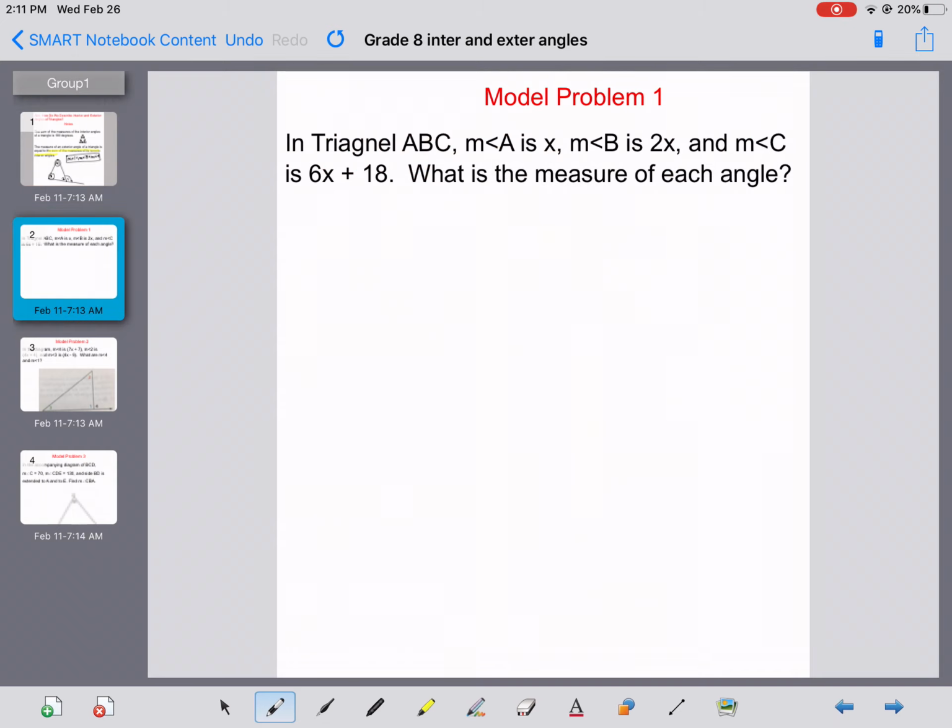In triangle ABC, the measure of angle A is x, the measure of angle B is 2x, and the measure of angle C is 6x plus 18. What is the measure of each angle? Take a second to copy down the question.